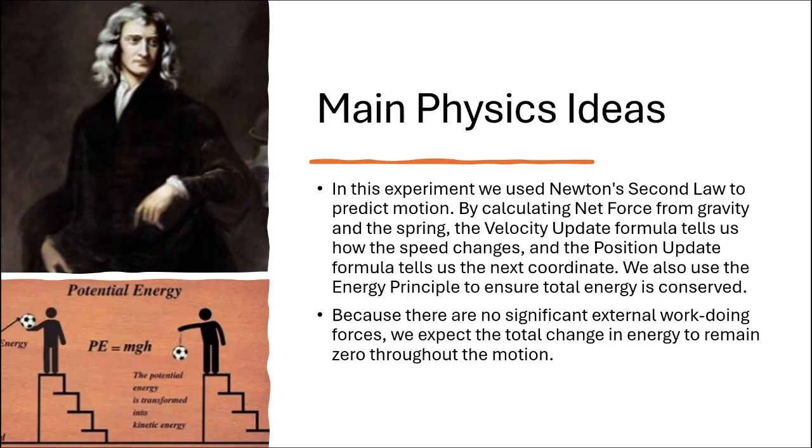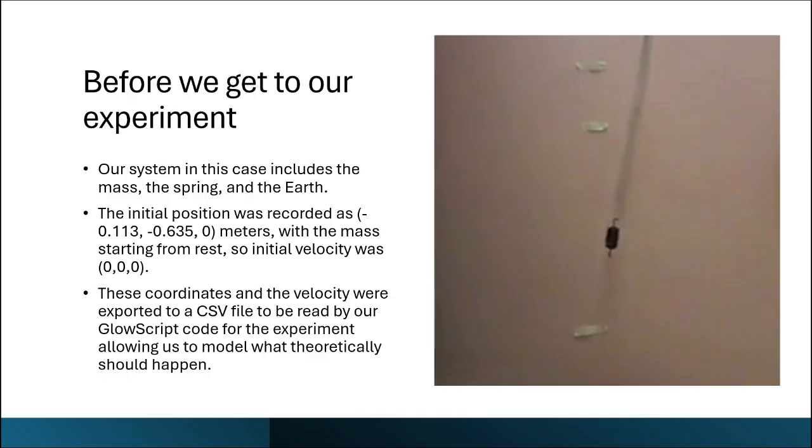The main physics ideas here. In this experiment, we use Newton's second law to predict motion. By calculating net force from gravity and the spring, the velocity update formula tells us how the speed changes, and the position update formula tells us the next coordinate. We also use the energy principle to ensure total energy is conserved. Because there are no significant external work-doing forces, we expect the total change in energy to remain zero throughout the motion. With that being said, we'll look at the initial conditions of our experiment.